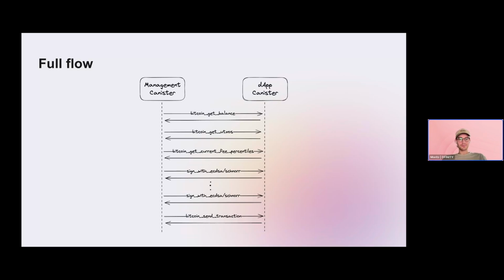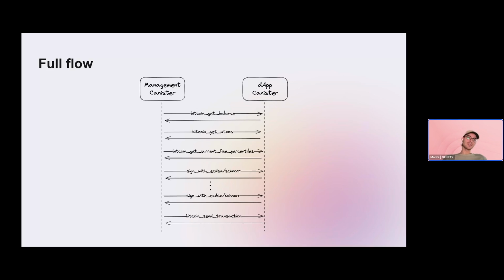The next step then is that we request the UTXOs of that address. And the reason for that is that we need a UTXO, as we learned earlier, as an input to our transaction. So now we have the UTXOs. Before we actually assemble the transaction and sign it, we want to find out what the current fee for a transaction is. So we call the Bitcoin get current fee percentiles method. And from that, we derive the fee that we are setting for our transaction.